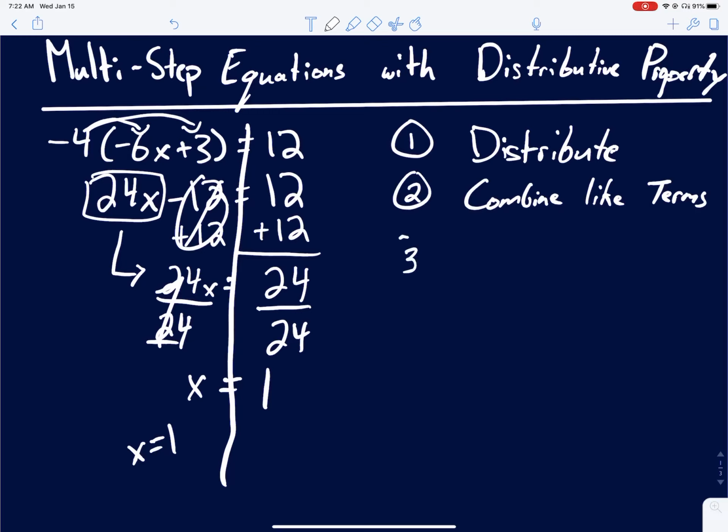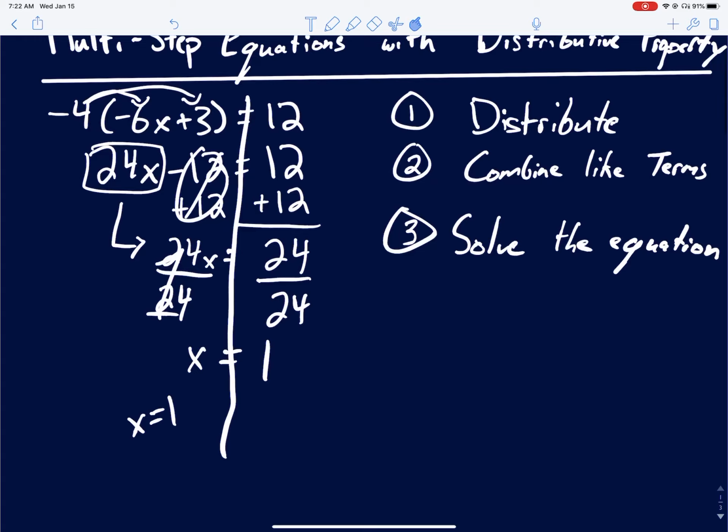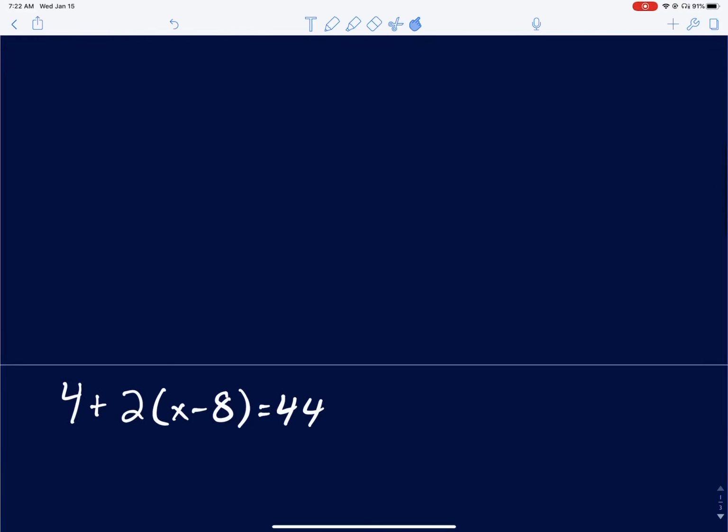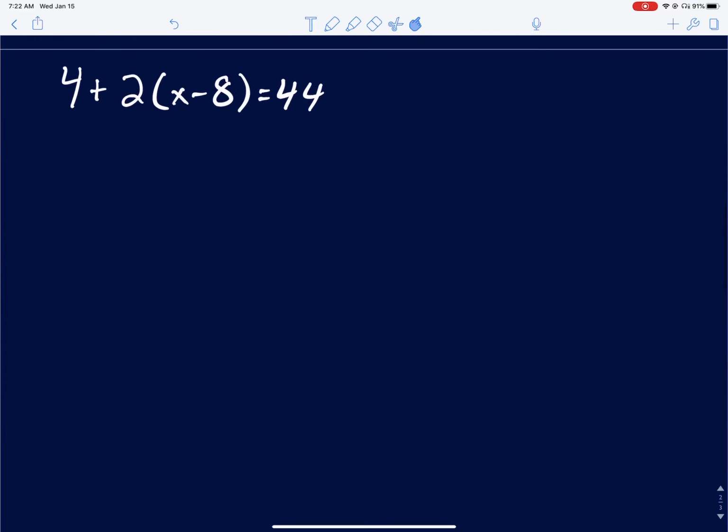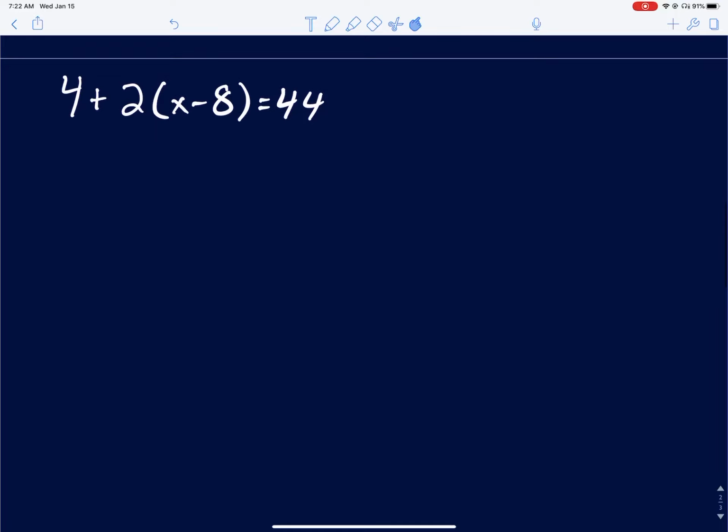Now that third step, well, guess what? We just did it, is to simply solve the equation. How about that? Now, let's move on to our next one where I believe we will actually have to do each step. So, number 1 is to distribute. So let's go ahead and do that.